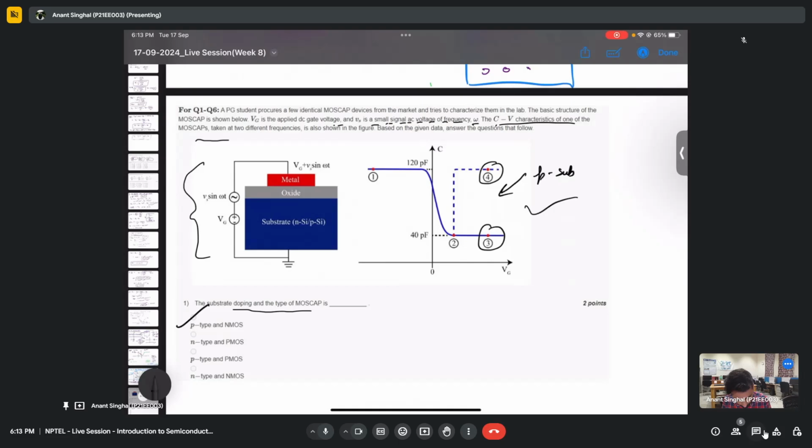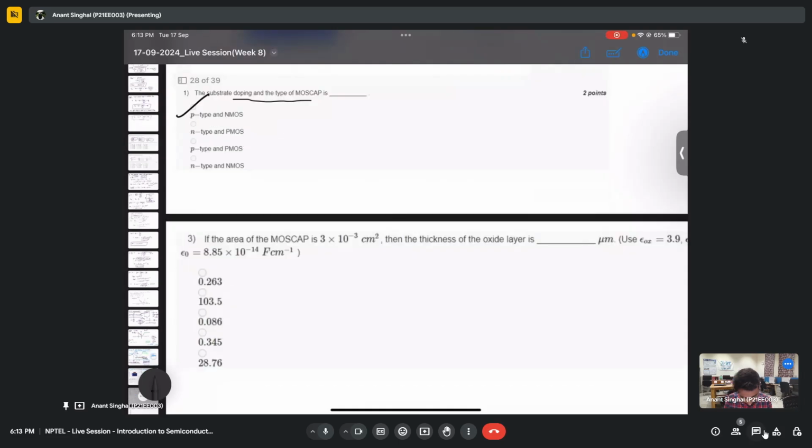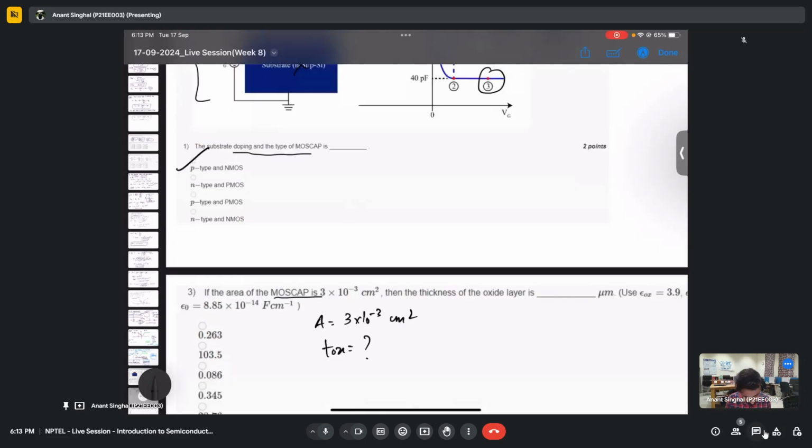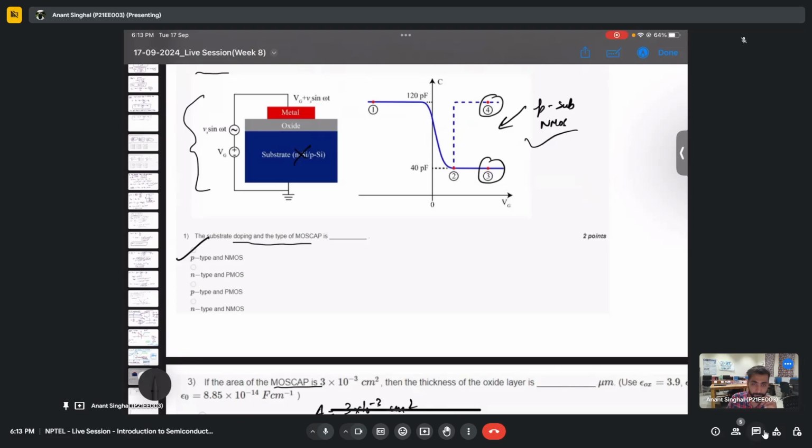So the second question in continuation is: if the area of the MOS cap is 3 into 10 raised to the power minus 3 centimeter square, it is asking for the thickness of the oxide layer. So can anyone tell how to calculate this? Yes. Oxide capacitance is given, so epsilon naught A by Tox. Where is the oxide capacitance given? From the graph, 120 picofarad.